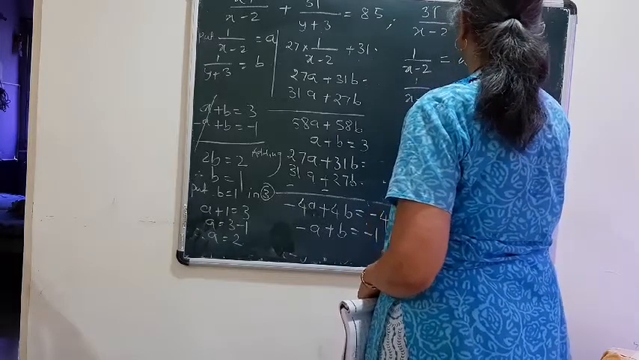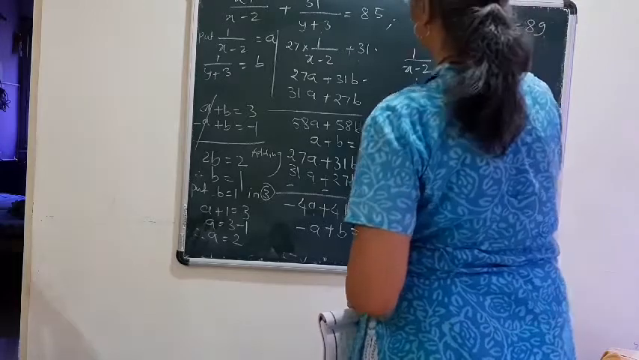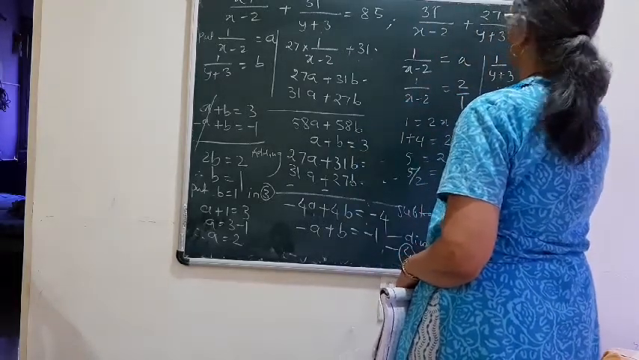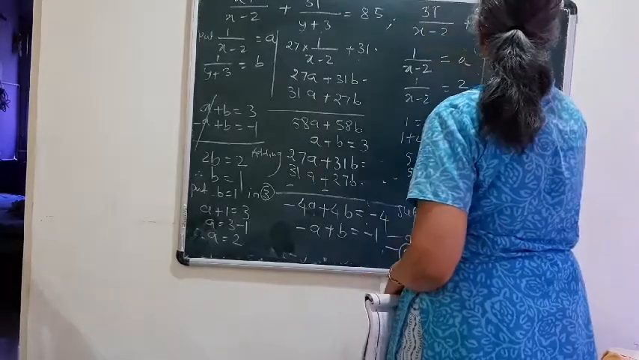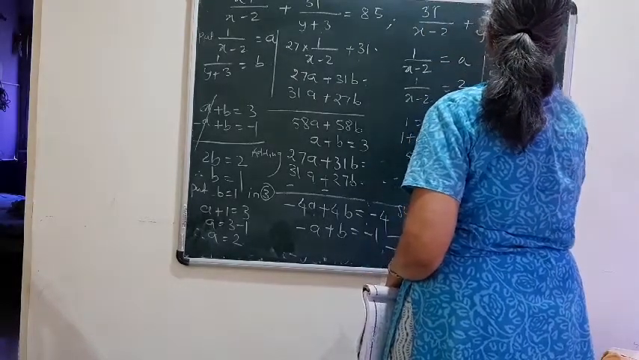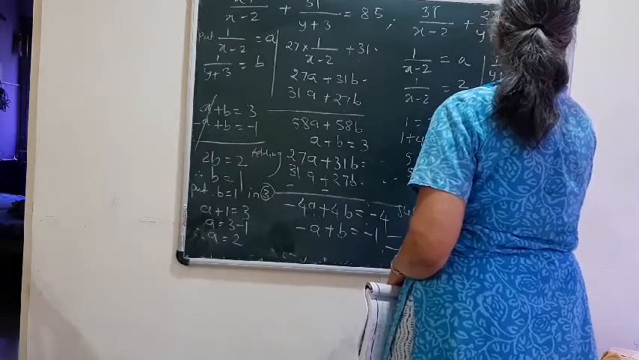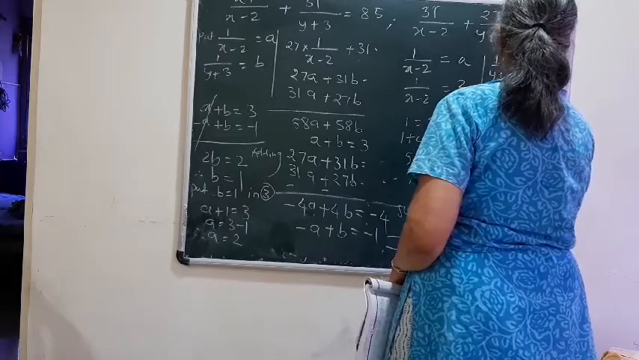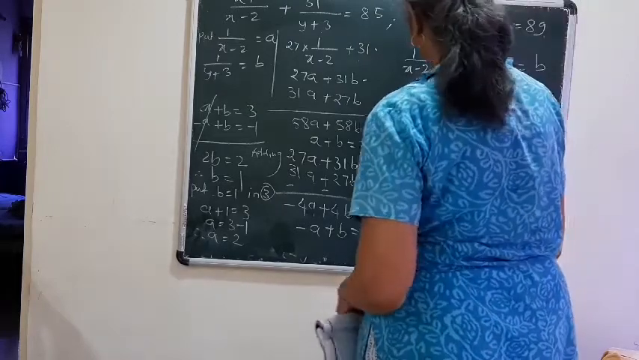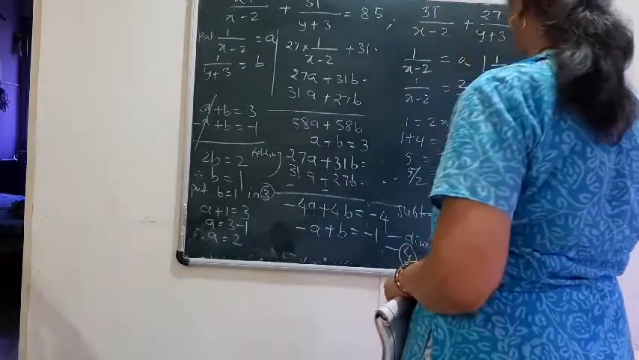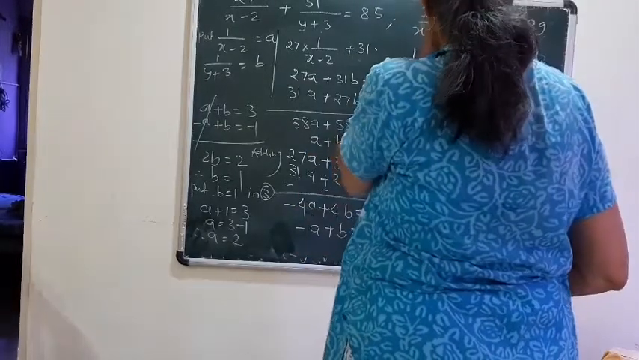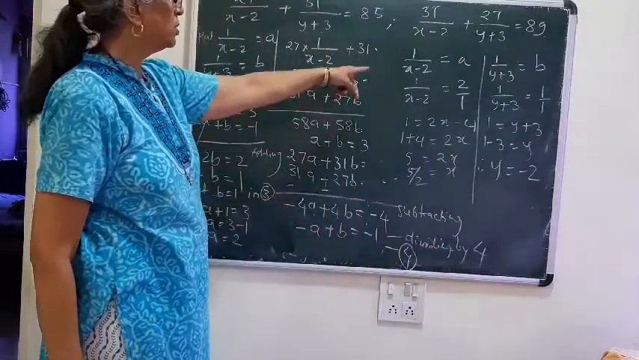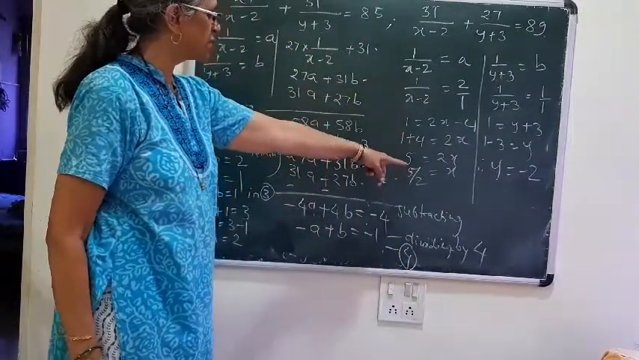Got it? Then for b we have 1 upon y plus 3 is equal to b. What answer for b? We have 1. So 1 upon y plus 3 is equal to 1. So we have 1 equal to y plus 3. So 1 minus 3 equal to y. Therefore y is equal to minus 2. So you have two answers, 5 by 2 and minus 2. Got the answer. So this is your final answer for x and y.